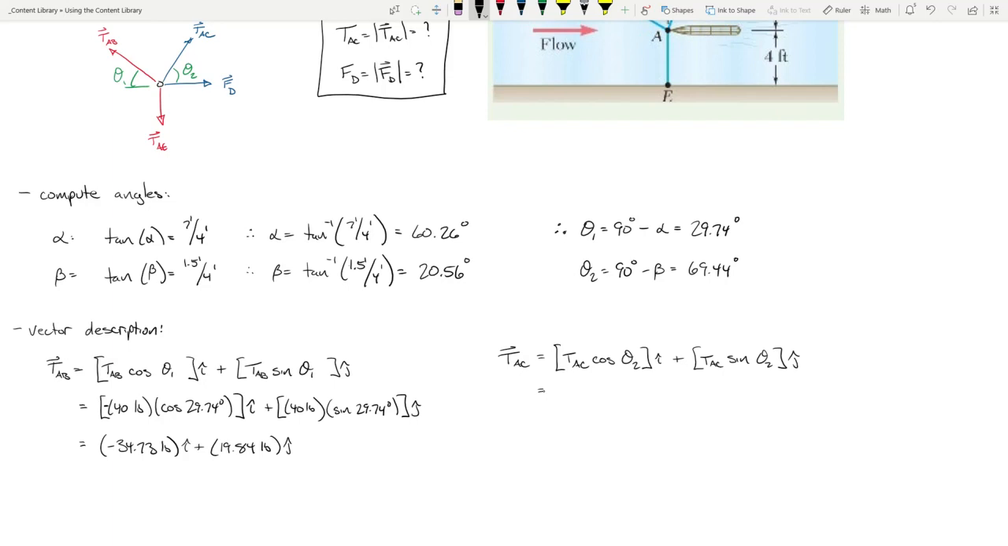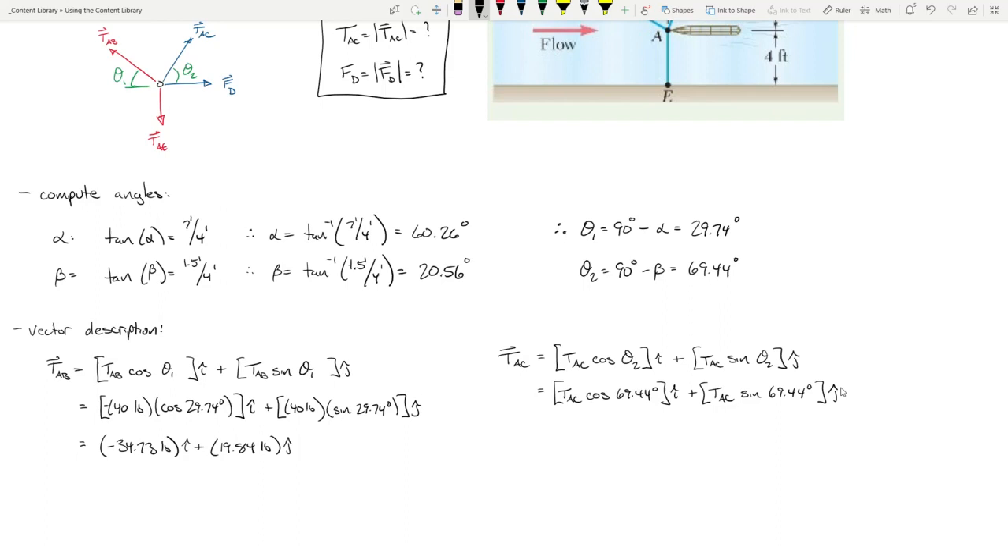So we're going to have TAC cosine of 69.44 degrees times I plus TAC sine 69.44 degrees times J. And that's it. I'm going to stop there. We can evaluate these cosines if we want, but I don't think we really need to right now, so I'm just going to leave it like that. But everybody okay so far?